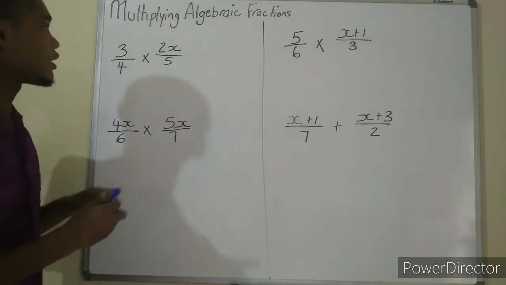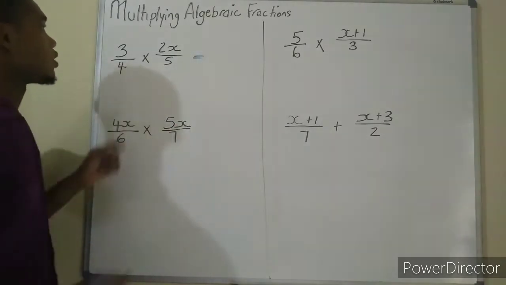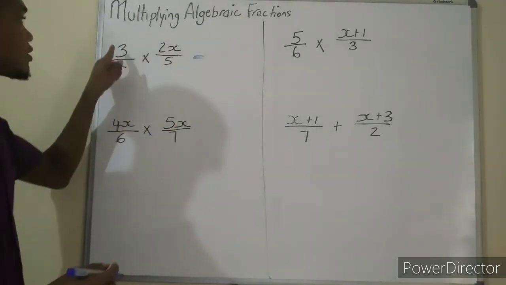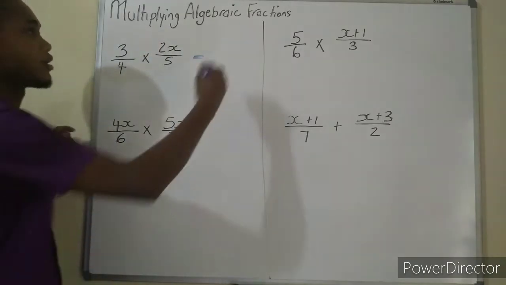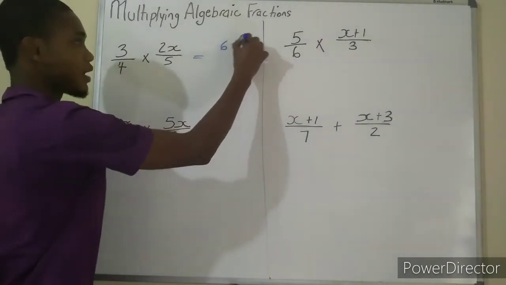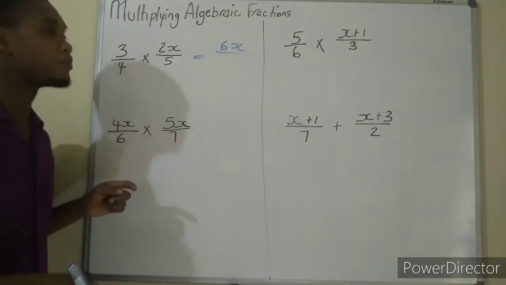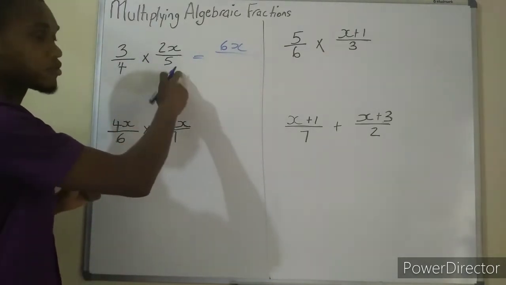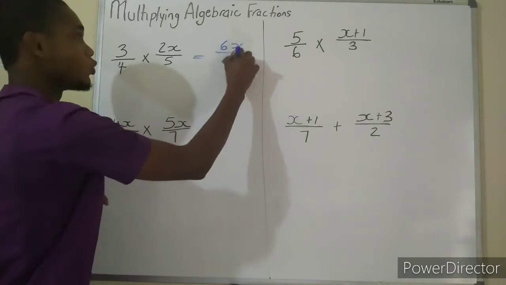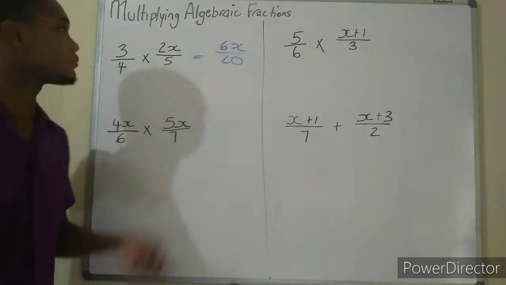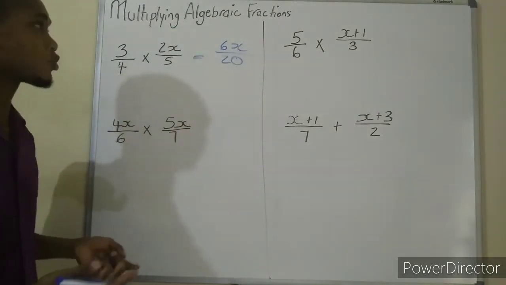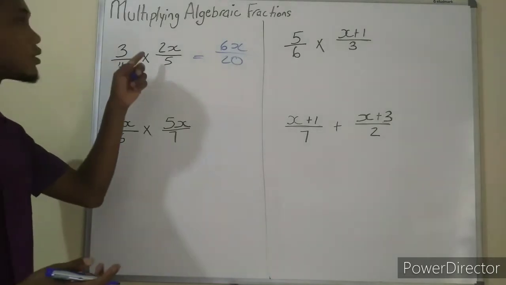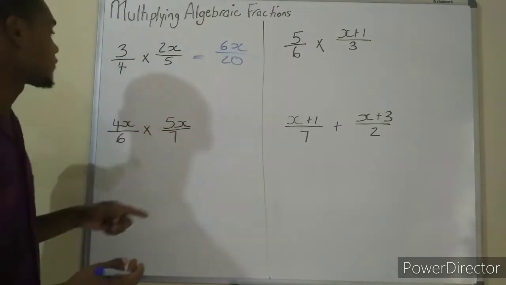So in this particular first example, it would be the numerator, so 3 times 2x, and that would give you 6x. Then you just simply put your fraction bar, then you say 4 times 5, and that gives you 20. And that's it. You would have worked out the first question by simply multiplying your numerators and your denominators.